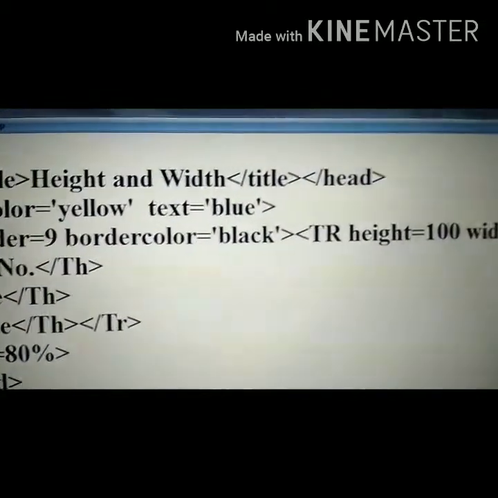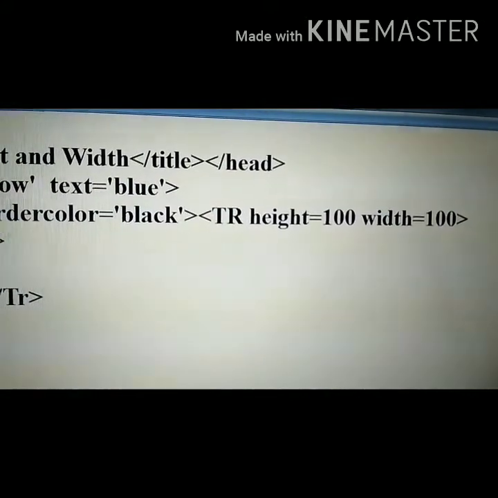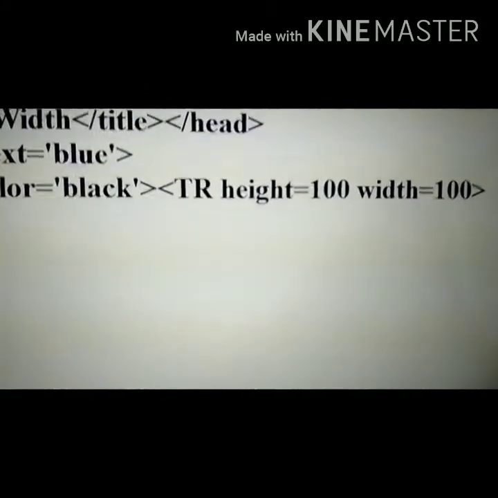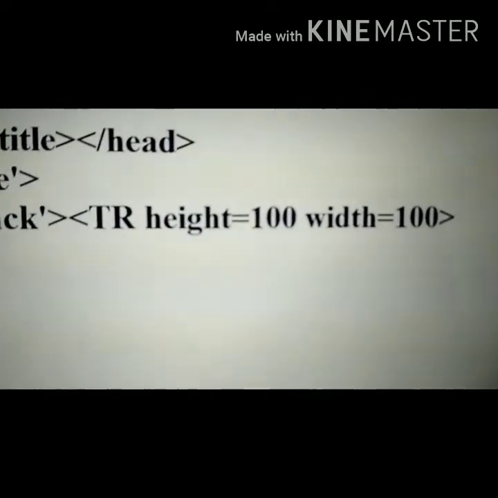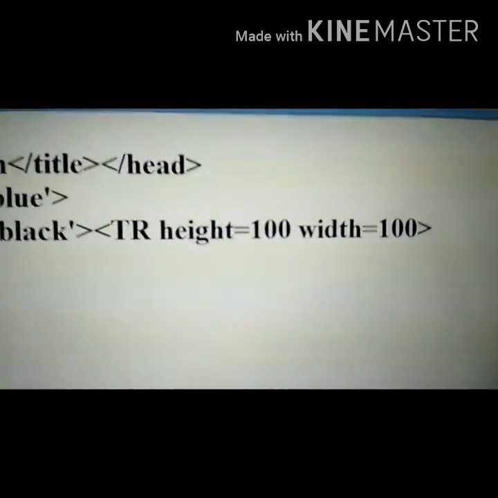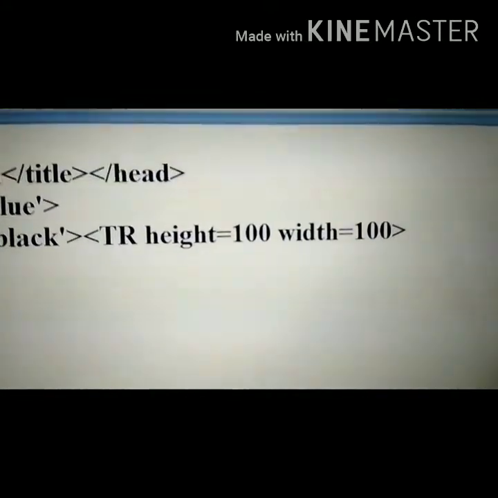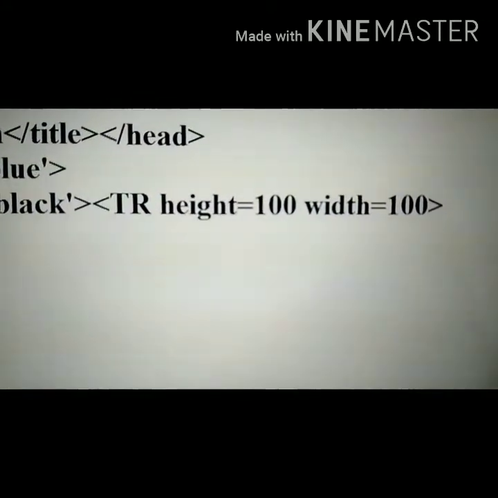And then table row. Whatever the table I have created, now I have to create the rows in it, isn't it? TR stands for table row, which specifies the horizontal row of cells. Over here, this table row's height 100, width 100. See, it's our today's topic, height and width. Height and width we can give in pixels or in percentage also. Over here I am using pixels.